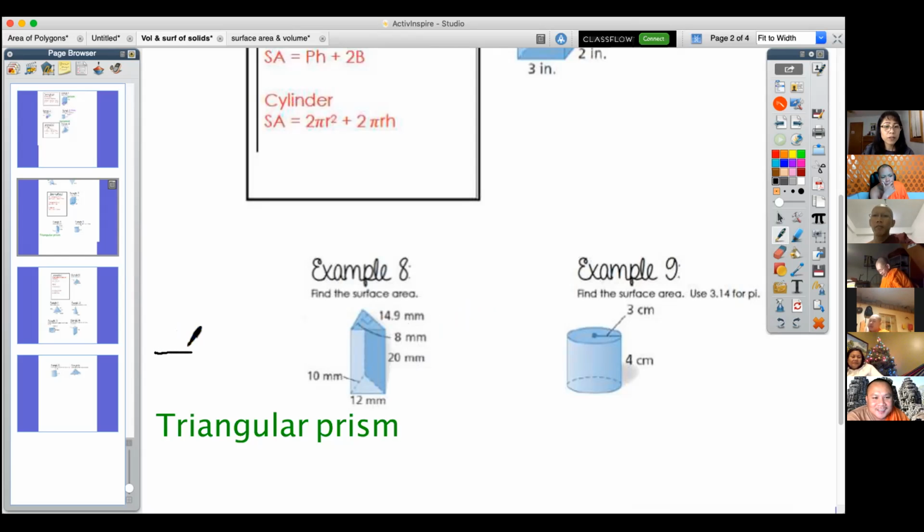So you're going to break it up again. Your base is a triangle, so break it up. Your base is 14.9 and your height is 8. How many bases do you have? 2. So when you find the base, you multiply by 2. What is 14.9 times 8 divided by 2? That's a triangle. 14.9 times 8 is 119.2, divided by 2 because it's a triangle.